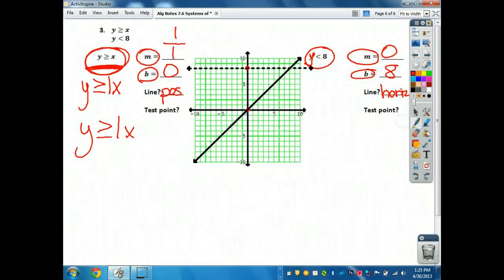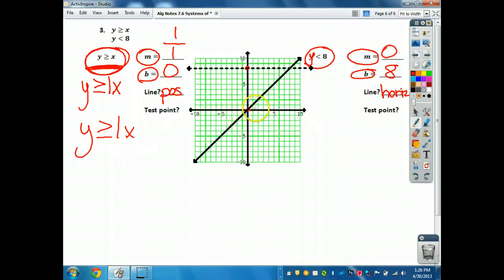Now we have to use a test point. What test point do we want? We can't use 0, 0. It's on the line. If it works, we don't know whether to shade this half down here or this half in here. Do you want to try something in between here or over here? Would you want to try anything above this line? Would you want to try anything where it says y is less than 8? Is less than 8 going to be up here anywhere? No. So you're not going to want anything up here. So you want to try something here? Okay, what do you want to try? -1.